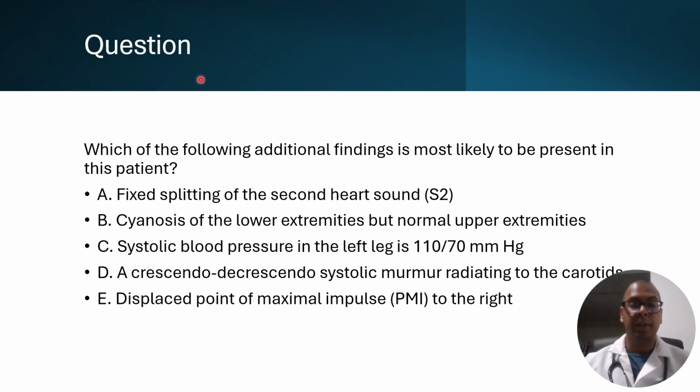So let's look at our question. Which of the following additional findings is most likely to be present in this patient? Fixed splitting of the second heart sound or S2, cyanosis of the lower extremities but normal upper extremities, systolic blood pressure in the left leg of 110/70, a crescendo-decrescendo systolic murmur radiating to the carotids, or a displaced point of maximal impulse to the right. So you could take some time, pause this video, and lock in your answer.